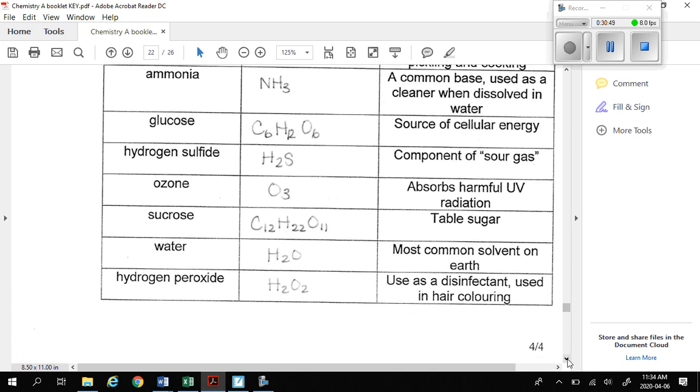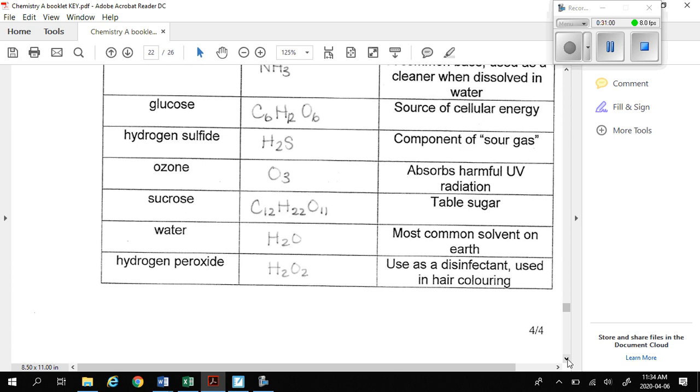H2O, please don't name H2O as dihydrogen monoxide. It's water, just write water. And the last one is hydrogen peroxide, so H2O2.